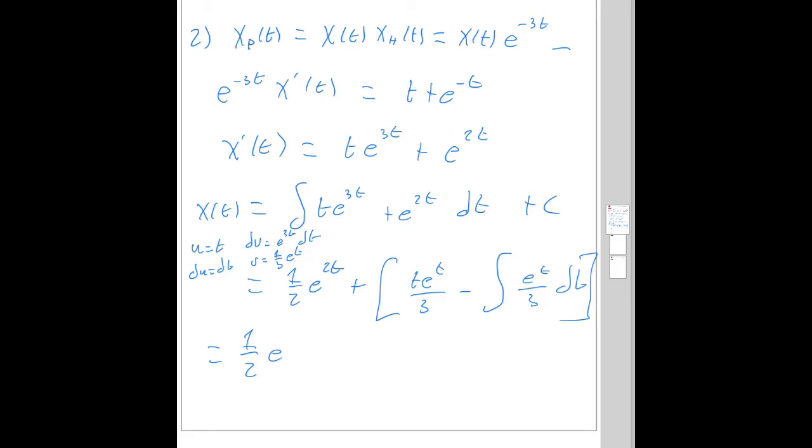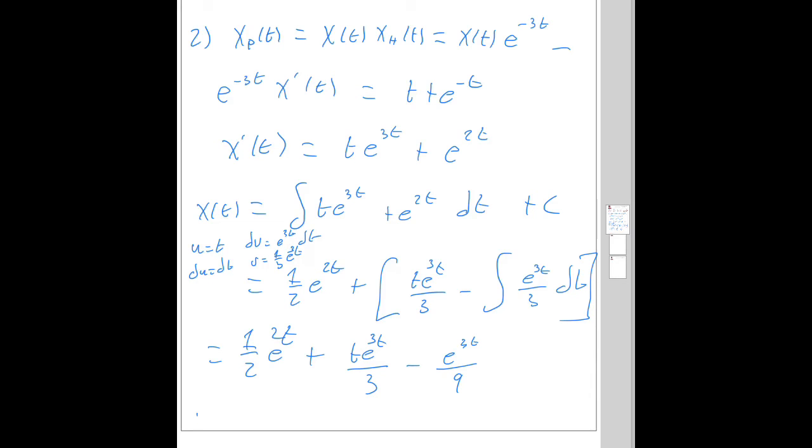Okay, and this is now 1/2 e to the 2t plus te to the 3t over 3 minus the antiderivative. I just realized there should be a 3 there, and so there should be a 3 there. This is going to be minus e to the 3t over 9. And I think I forgot the 3 there as well. Yeah. Okay, sorry about that. Okay, all right, so this then is what we have. And so there should be a 3 there. I think I forgot the 3 everywhere, didn't I? Well, I didn't forget the 3 there. That should be a 2.